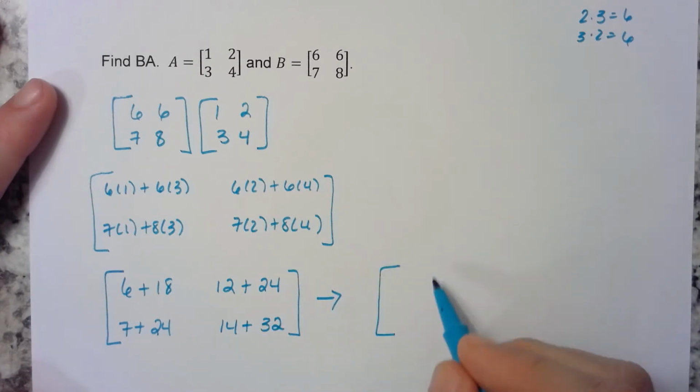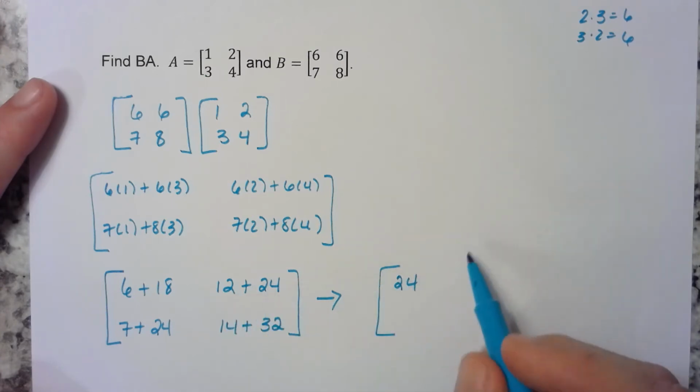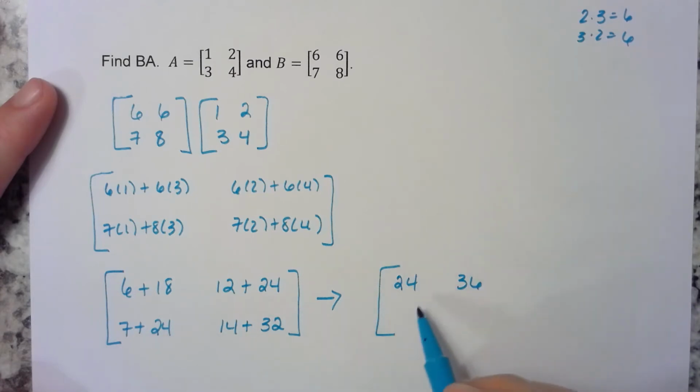That gives us 24. 12 plus 24 is what? 36. 7 plus 24, 31. And 14 plus 32. Sorry, I can't think. It's 46.